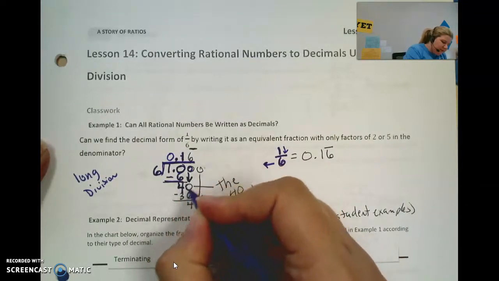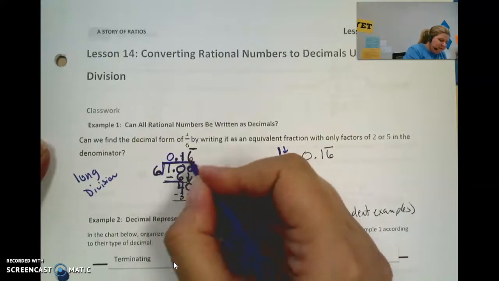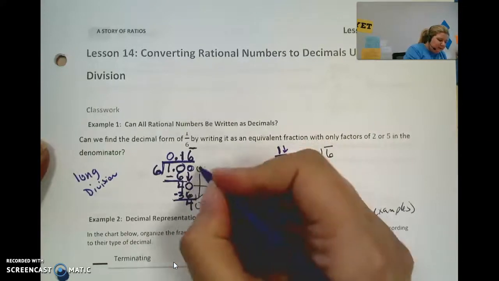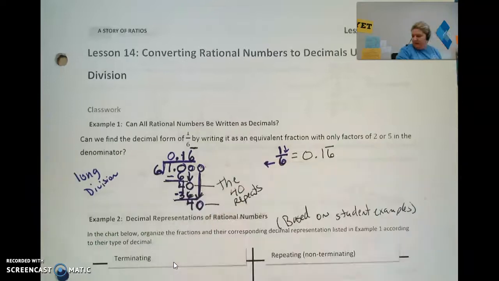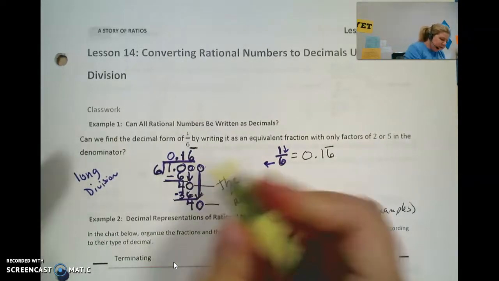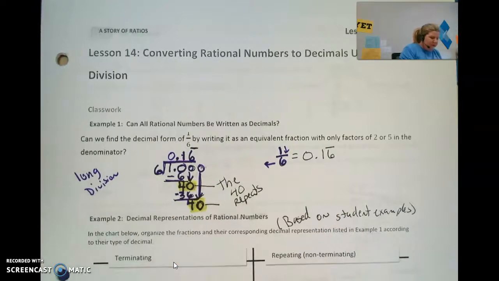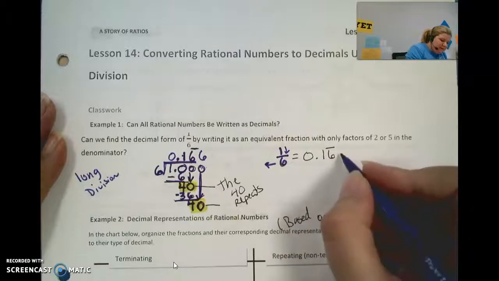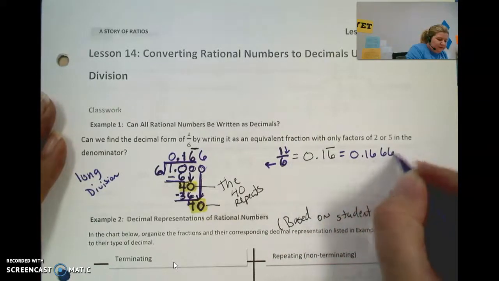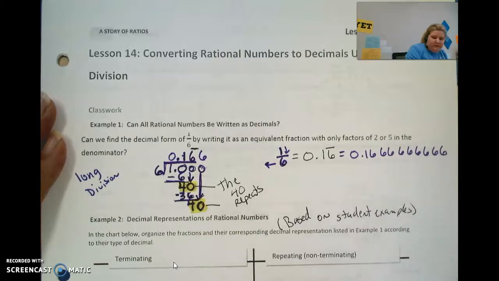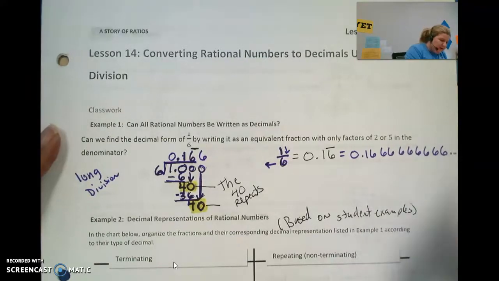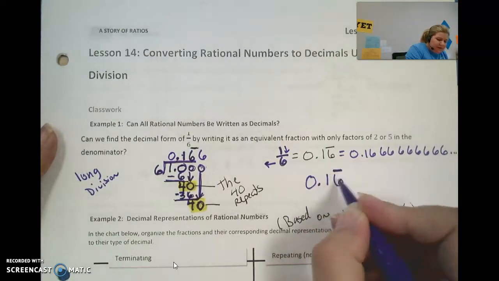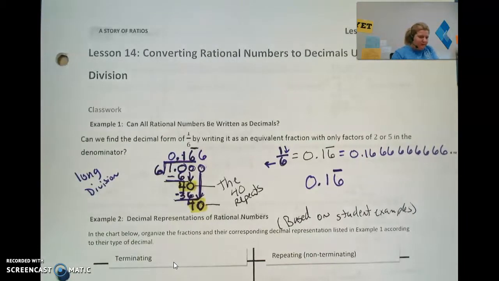Bring down a 0. How many groups of 6 in 40? 6. 6 times 6 is 36. When I subtract, I get 4. Bring down a 0. So at this point, hopefully you see that 40 is going to repeat, and that pattern is going to continue. So that means your answer is 0.166, and this 6 goes on forever until the end of the world. It never stops. So the way we indicate that in math is with bar notation, and that's showing the 6 is continuously repeating.